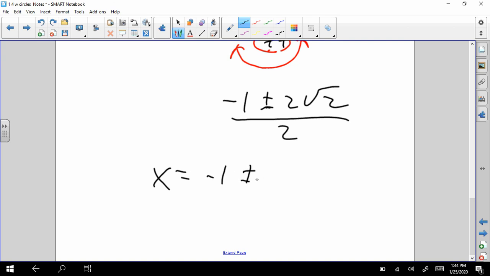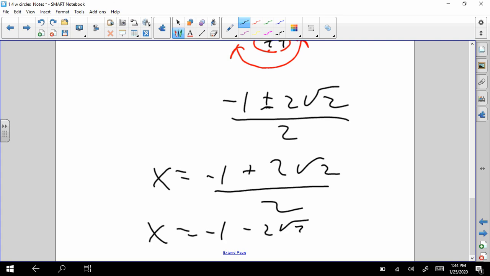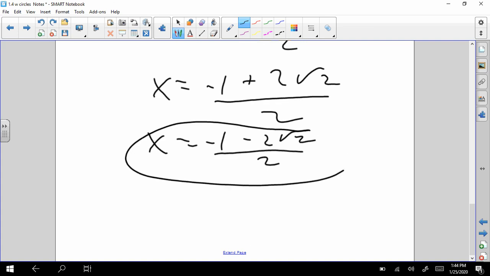-1 plus or minus 2 radical 2, all over 2, and x equals -1 minus 2 radical 2, all over 2. That's what you should have got from the bell work there. Check it on your calculator.